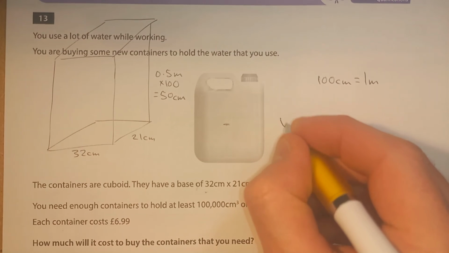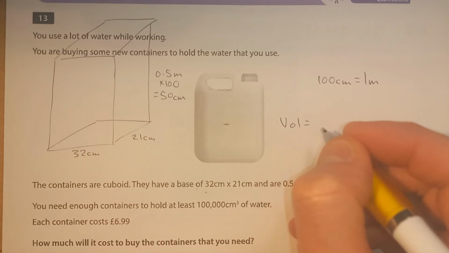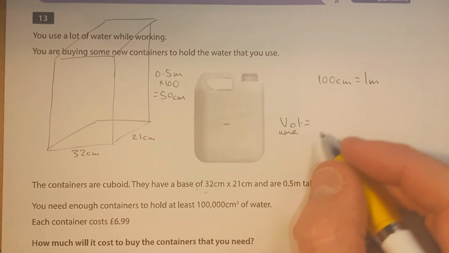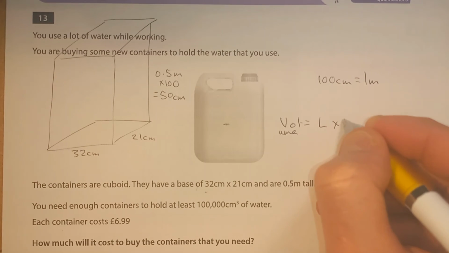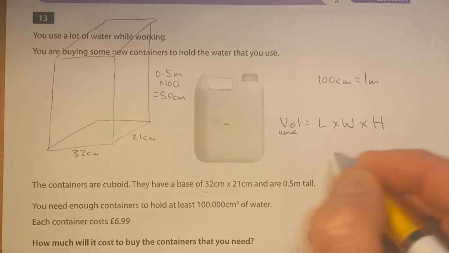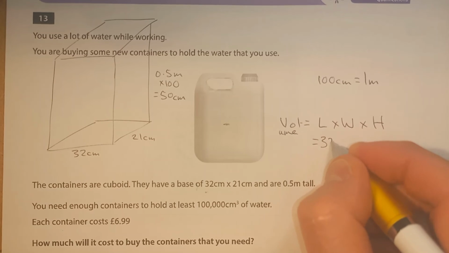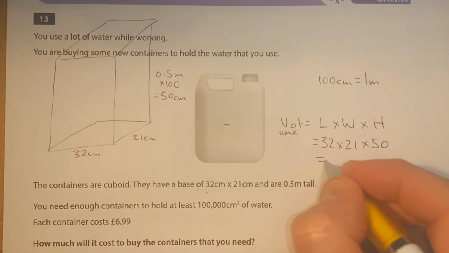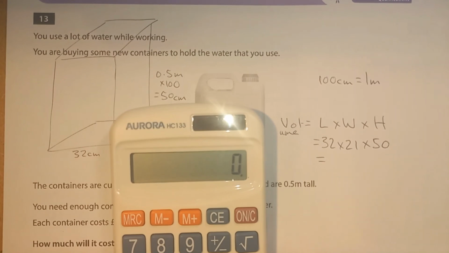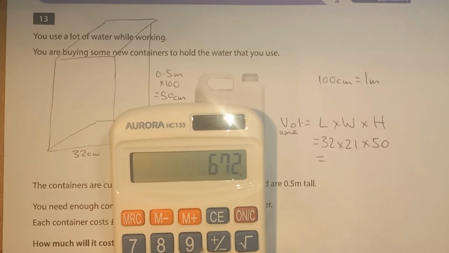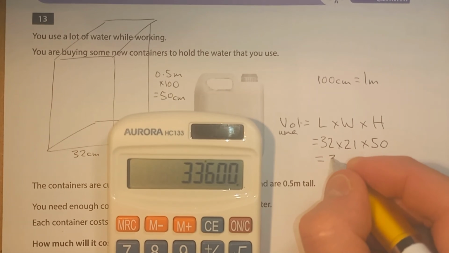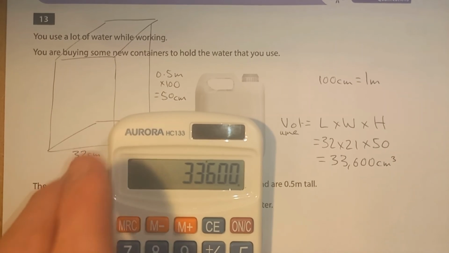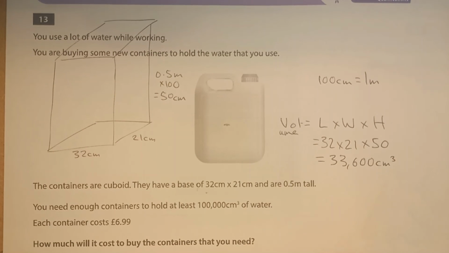Okay. So we want to know how much water we can fit in one container. So to start with, we're going to work out the volume. And the volume is the length times the width times the height. So it's going to be 32 times 21 times 50. 32 times 21 times 50 gives us 33,600 centimeters cubed. Okay, so that's one container.